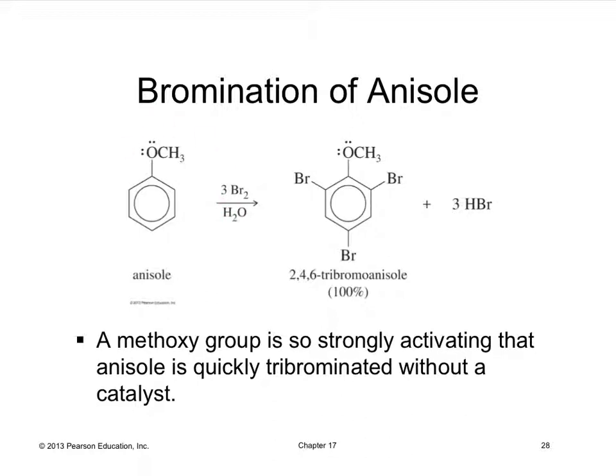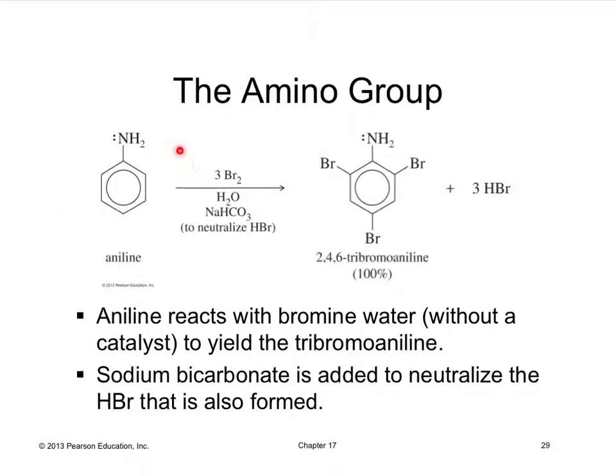Bromination. So if we have anisole and we react it with bromine in the presence of water, you don't need to use a catalyst now. You can just take 3 equivalents of bromine and water, and it'll generate this 2,4,6-tribromoanisole in 100%. If we look at aniline, in the presence of 3 equivalents of bromine and water and sodium bicarbonate, to neutralize the HBr that's formed, you generate in 100% 2,4,6-tribromoaniline.